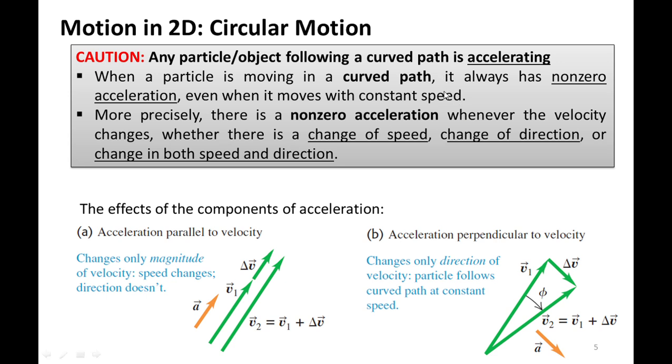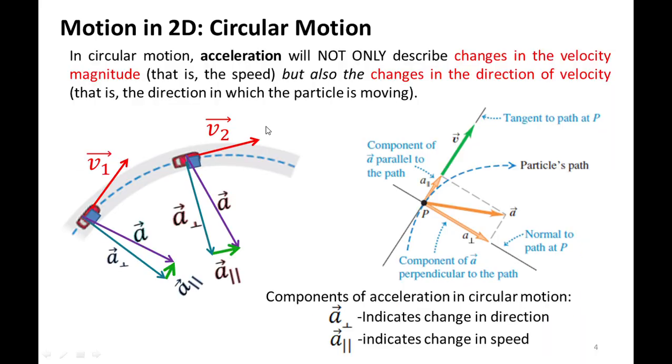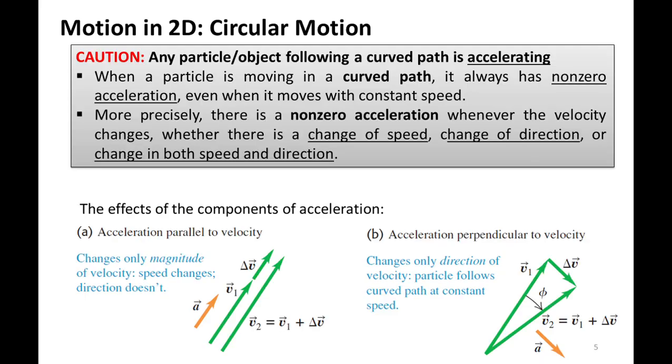So this first statement tells us that even though, say for example, this car is moving at constant velocity, and in our previous discussion, whenever we have a constant velocity, that means our acceleration is zero, right? That is for our linear motion, or the motion in one dimension. But here in circular motion, every time an object is moving in a curved path, that automatically means that it has a non-zero acceleration, because again, our circular motion has two different types of acceleration.